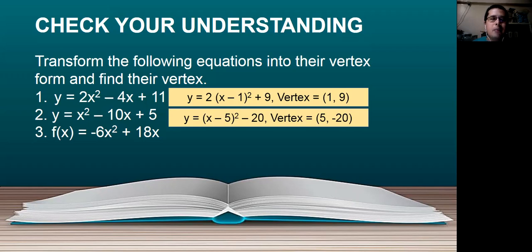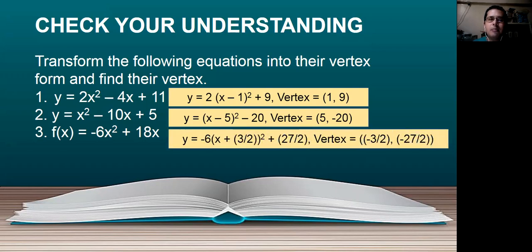For number 3, f of x equals negative 6x squared plus 18x. Since y is a function of x, f of x is equal to y. So your vertex form will be negative 6 times the quantity x plus 3 over 2 squared, then plus 27 over 2. The vertex is at negative 3 over 2, and this should be positive 27 over 2.